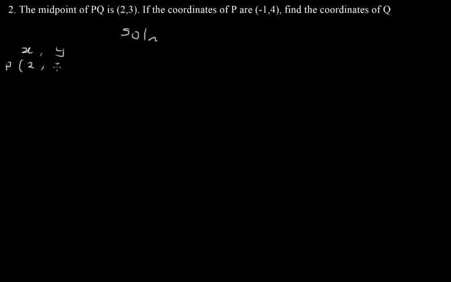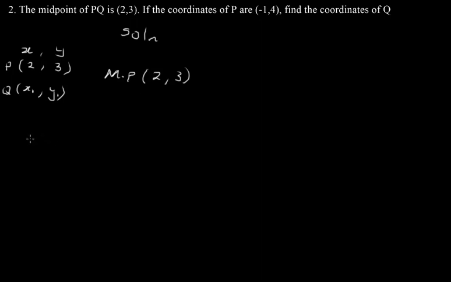So 2, 3 there. And for Q, let's name this as x1, y1. Okay? And we're given the midpoint. Midpoint we are given as, or rather to be 2, 3. So let's write down our equation.